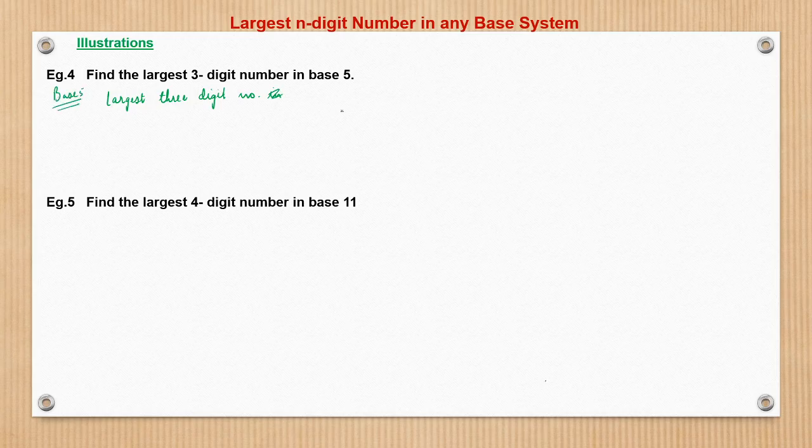Base is 5. So what is the largest 3 digit number in base 5? We know base 5 contains all the permissible digits 0, 1, 2, 3 and 4, right? So for the number to be largest, all the digits must be 4 only in base 5. That is 4 written 3 times in base 5.